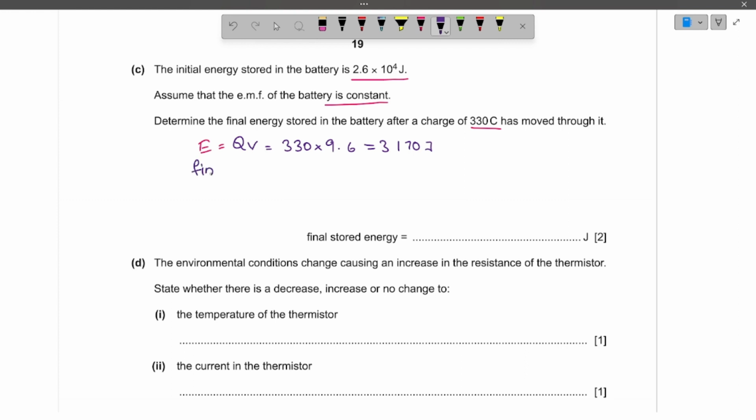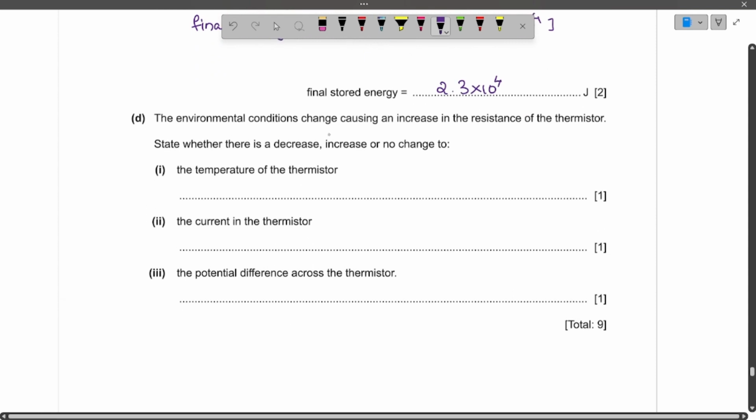So what is the final energy stored? Final energy stored is equal to the initial value minus the energy lost, which is equal to 2.3 times 10 to the power 4 joules. So 2.3 times 10 to the power 4. Okay, then the D part.